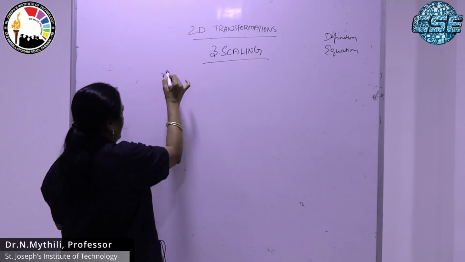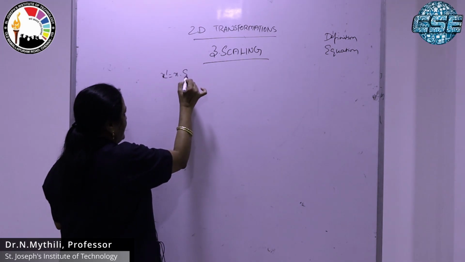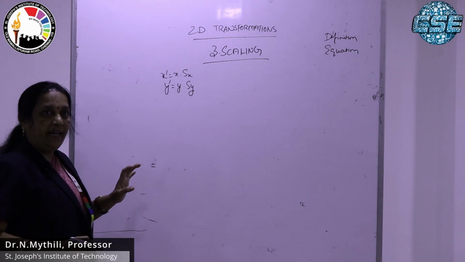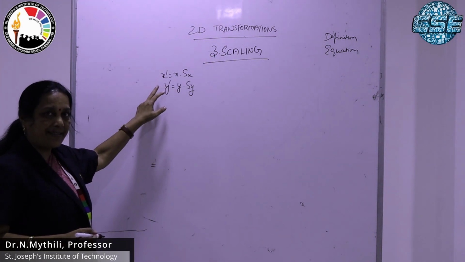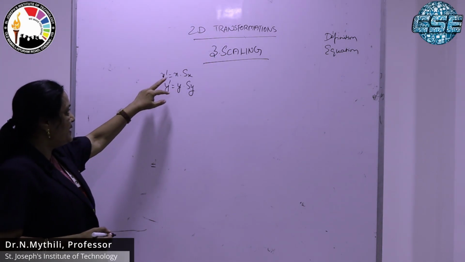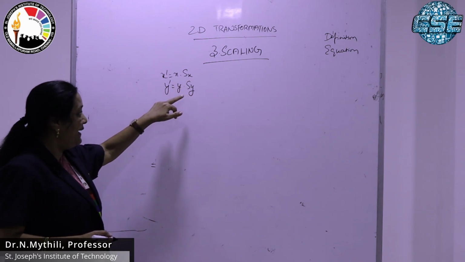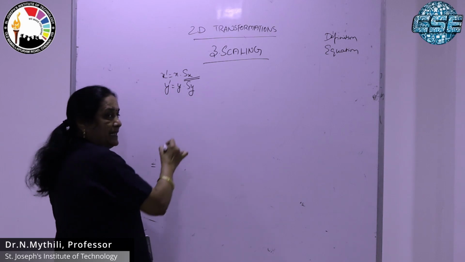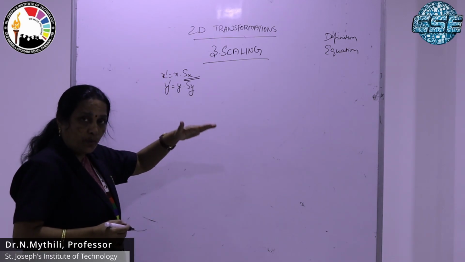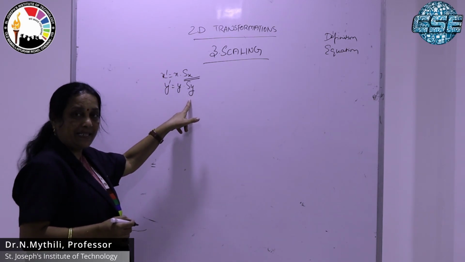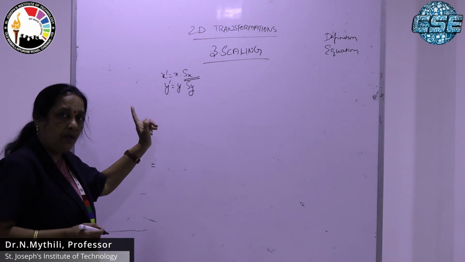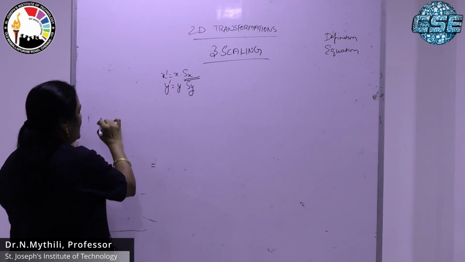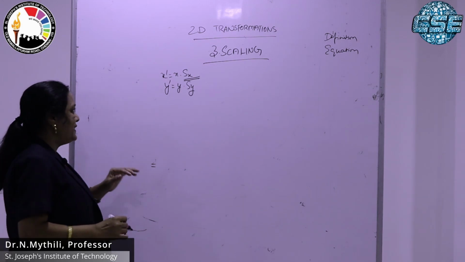x dash is equal to x into sx, y dash is equal to y into sy, where x and y are original coordinates, x dash and y dash are new coordinates, sx and sy are scaling factors. Now this sx is nothing but a scaling factor which scales the object in the x direction, and sy is the scaling factor which scales the object in the y direction. Okay, right. Now based on the scaling factors we have many cases.